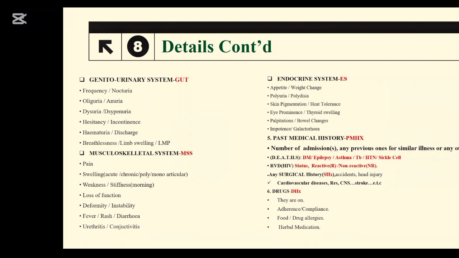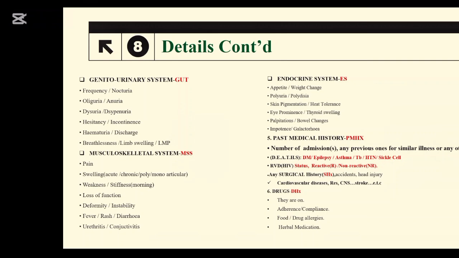Do they have any surgical history? You need to report it in the past medical history. Any accidents, head injury, especially accidents to the head, you need to comment about them here. So any cardiovascular disease like myocardial infarction, heart failure, okay, respiratory problems like maybe TB, which we've already alluded to, stroke, etc.